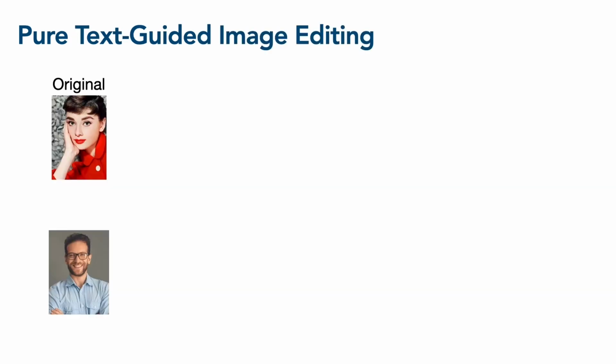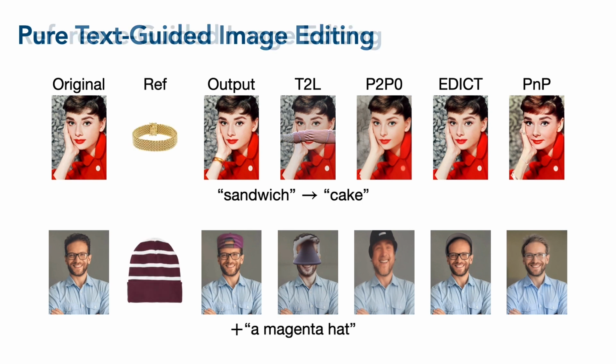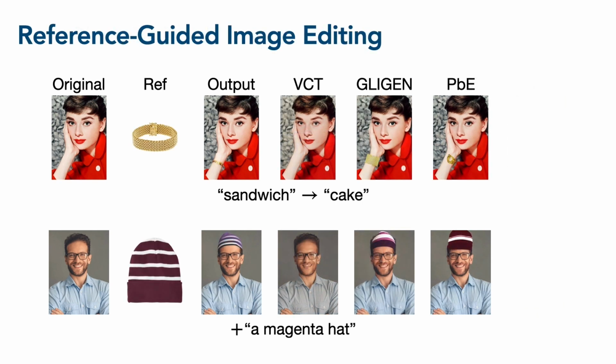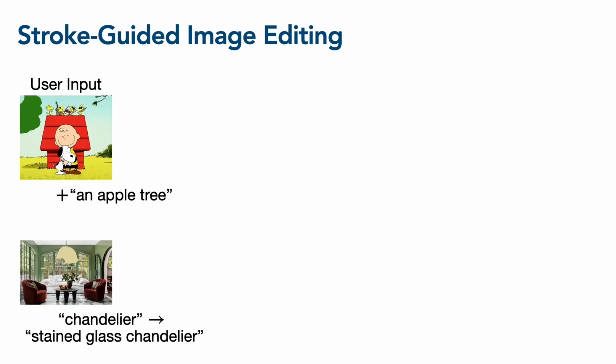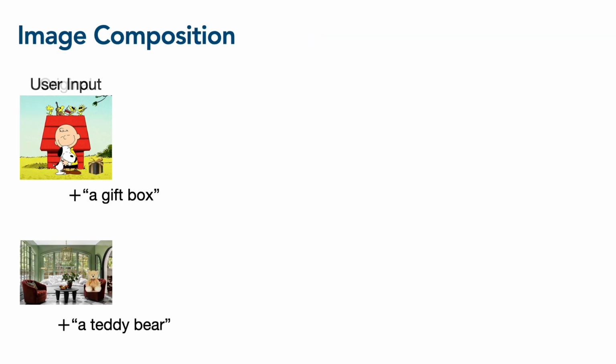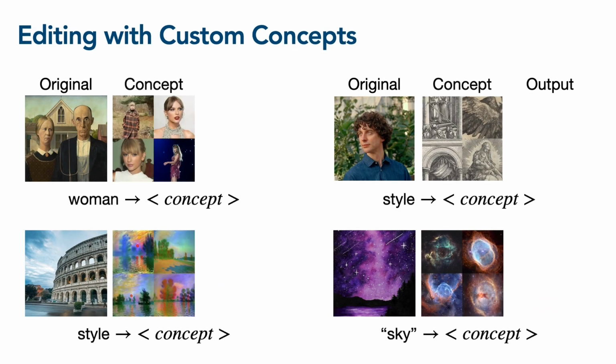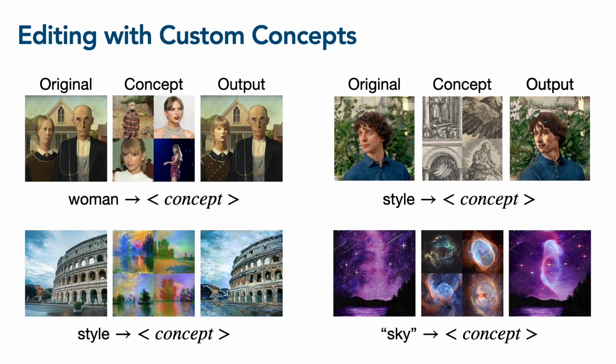TiNO-Edit supports various editing capabilities, including pure text-guided image editing, where it can better capture finer details compared to the baselines. It can also take reference images and capture the characteristics of the corresponding objects more faithfully. The method may take user input strokes and turn them into objects that look cohesive with the rest of the images. The same idea may be applied to image composition, where a set of roughly composed image layers can be refined to improve harmonization. Last but not least, TiNO-Edit can incorporate custom concepts from DreamBooth and textual inversion to edit images accordingly.